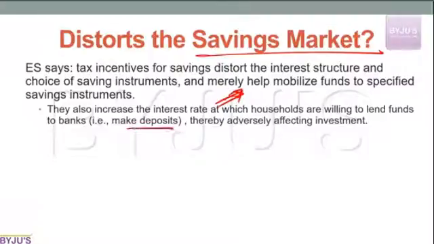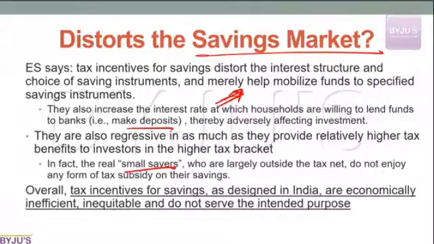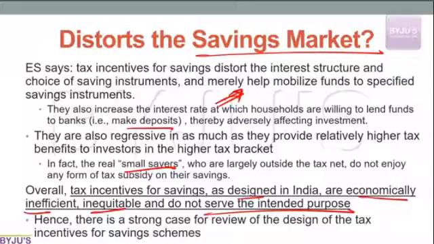Now yes, the Economic Survey says that all this distorts the entire savings market. All the money is going into these schemes and not going into normal deposits, and that is affecting the financial sector also. The real small savers are not getting much benefit also. So overall, tax incentives are designed badly, economically inefficient, inequitable, and do not serve the intended purpose of mobilizing saving. They only distort the market. So we have to redefine the whole tax incentive system, is what the Economic Survey says.